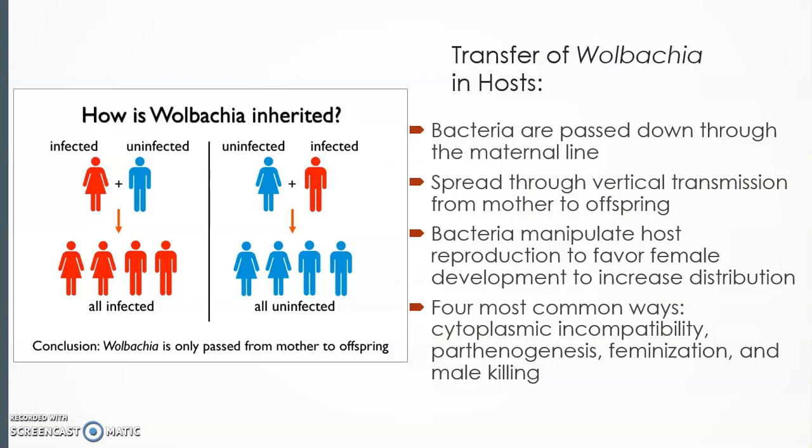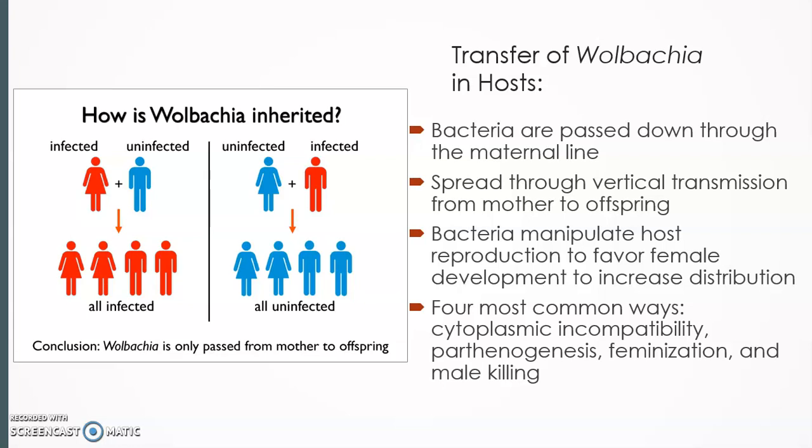Transfer of Wolbachia in their host. They transfer mainly using vertical transmission, meaning they transfer from the mother to the offspring. So you have to have an infected mother to pass the bacteria down to the offspring. Having only an infected father does not work; it does not pass down to any of the offspring. The bacteria are passed down only through the maternal line. While the bacteria are known to infect immature sperm and egg cells both, they are only found in mature egg cells, not in mature sperm cells.